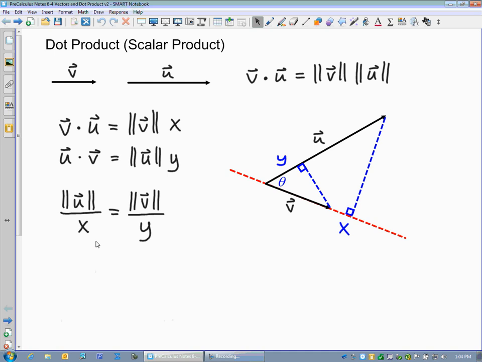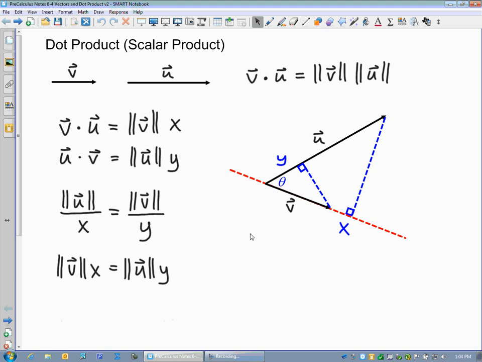So setting up that proportion, we can do a little cross multiplication, and we see that the magnitude of v times x is equal to the magnitude of u times y, which means these two quantities are the same, and therefore the commutative property does hold with dot product.